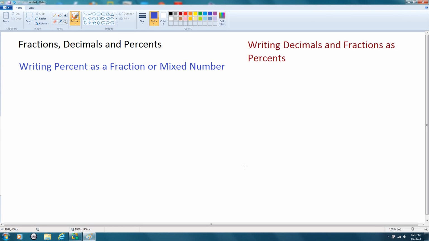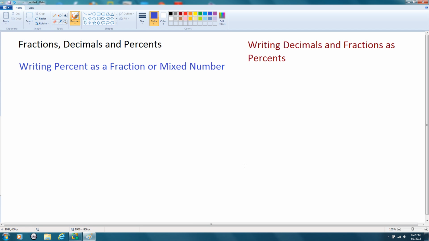Okay, this is a pre-algebra video on fractions, decimals, and percents. As you recall from prior years, a percent is the amount out of 100. Percent means per 100, as in centennial or century or centimeter or centipede, all of which refer to 100. So percent means out of 100.